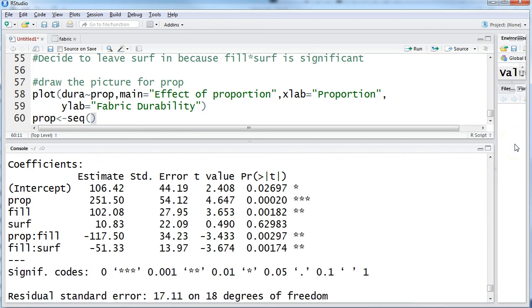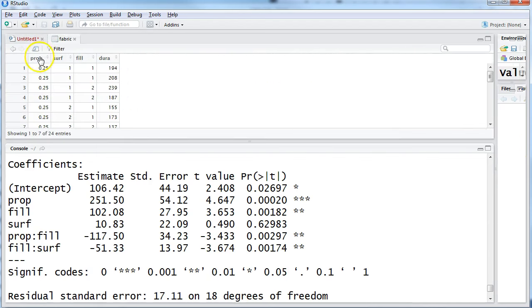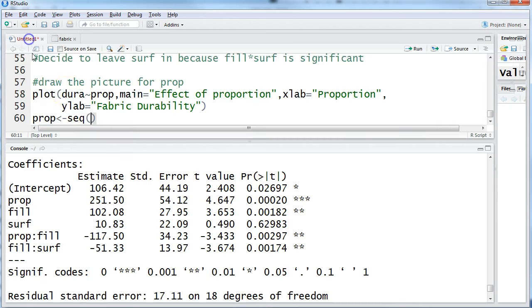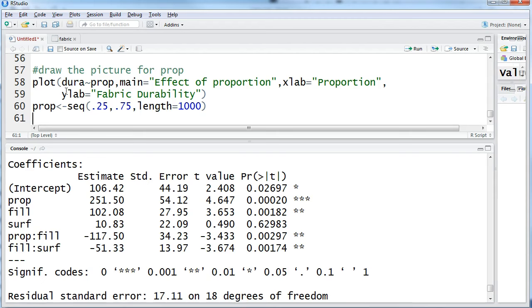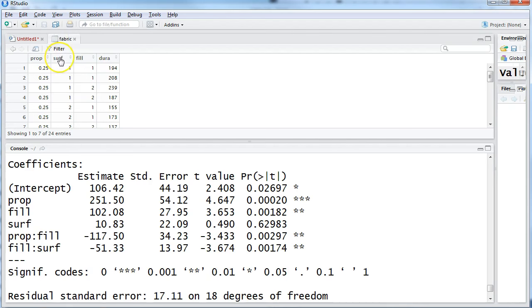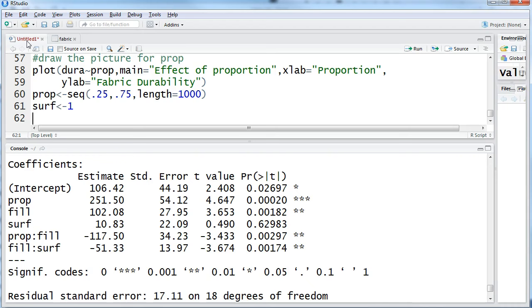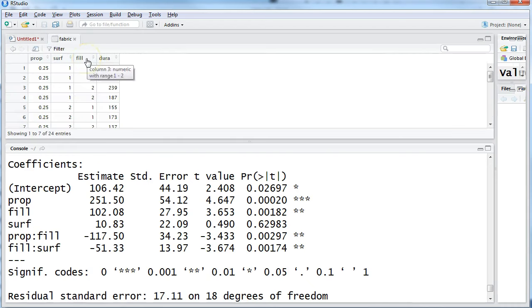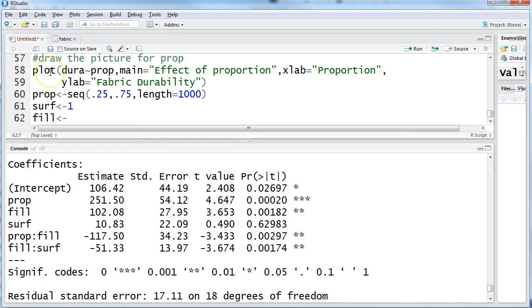I deleted all my plots. You know what? I'm too lazy to draw a plot. Mouse over. The range goes from 0.25 to 0.75. So 0.25 to 0.75. Length just needs to be big enough to give me lots of dots so that it looks like a line. Now, for surface, I'm going to pick something low, and it either goes 1 or 2. So we'll start with 1. And then fill goes with either 1 or 2. So let's start with 1.